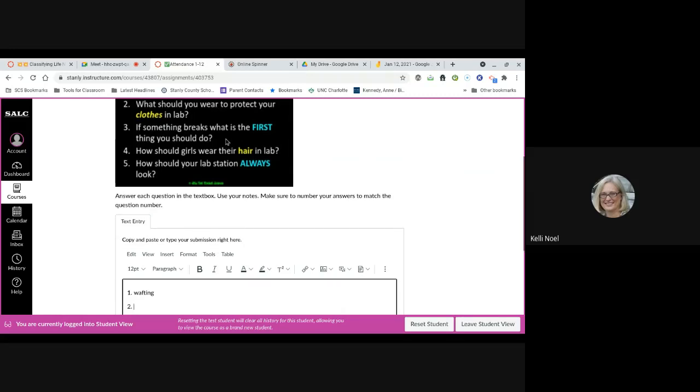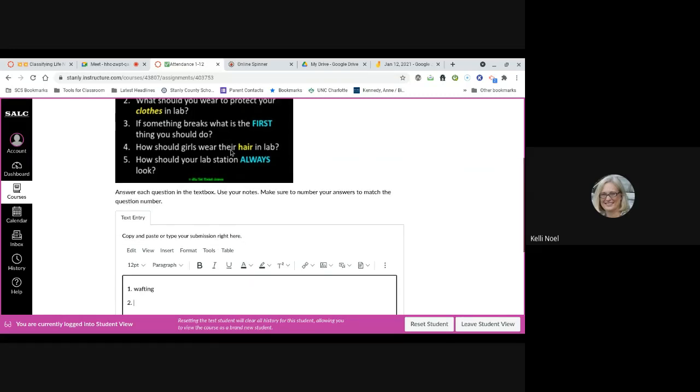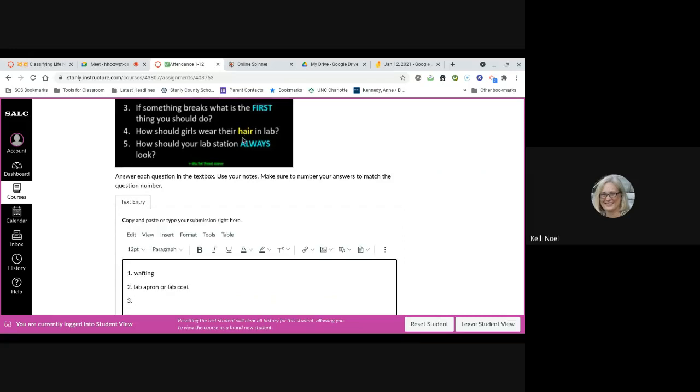And what should you wear to protect your clothes in a lab? That would be a lab apron or lab coat. And what if something breaks, what should you do first? You don't clean it up. You tell the teacher and you let me clean it up so that you don't risk getting harmed by the broken glass.